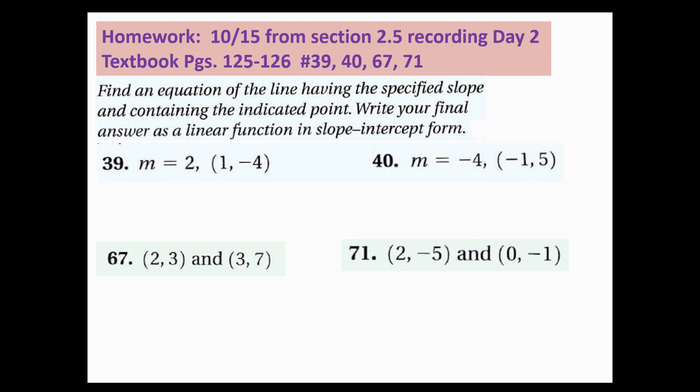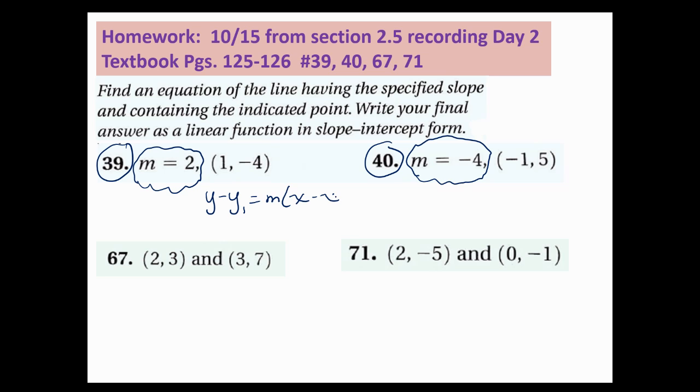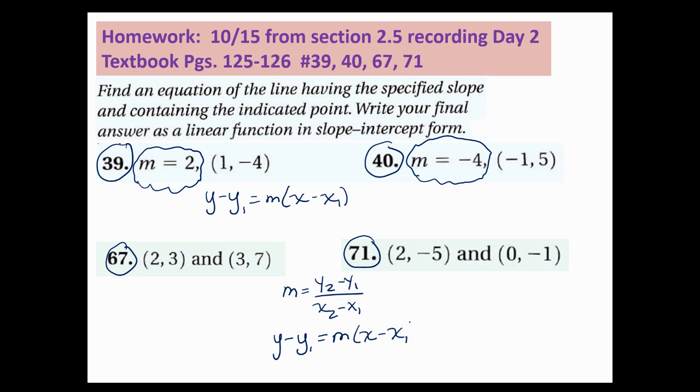Okay, next slide. That's your homework. There's 4 problems. The first 2, you don't have to calculate m because they gave it to you. All right. So you're only going to use the point slope formula, which is this one. The second 2, you have to use both formulas. So you have to use your slope formula to find the m. Then you have to use this point slope formula to find the equation of the line.